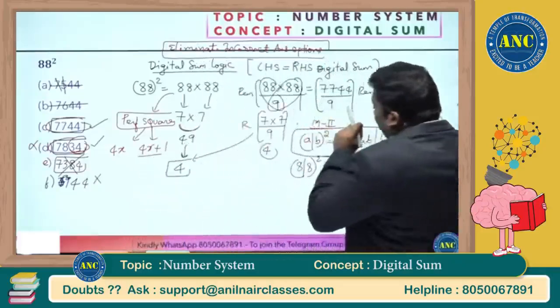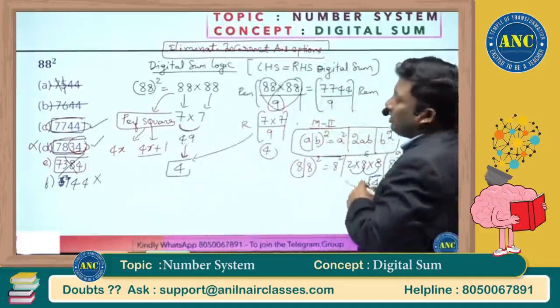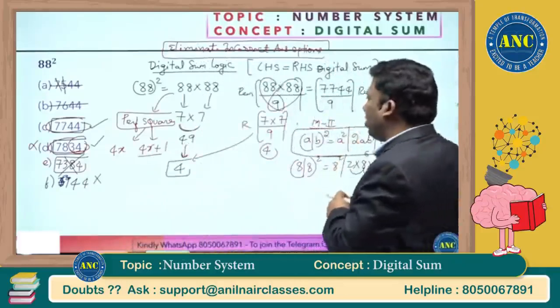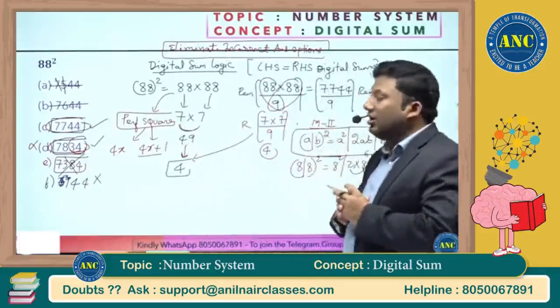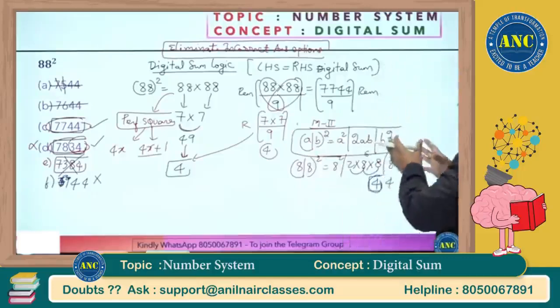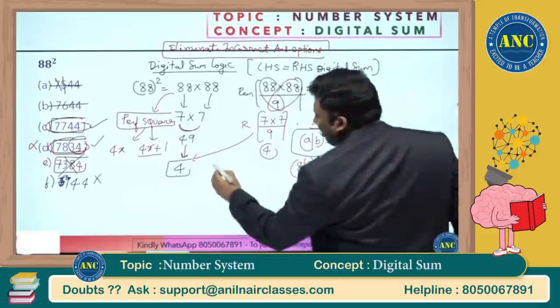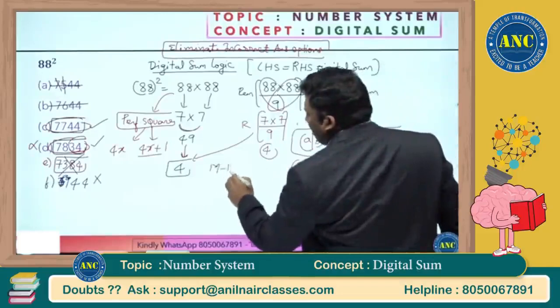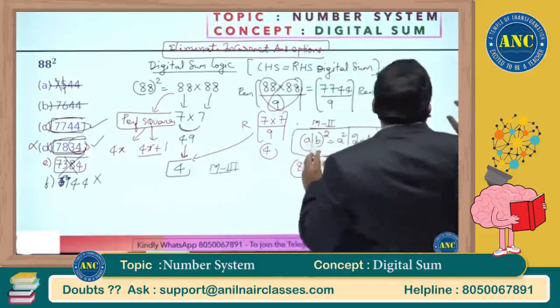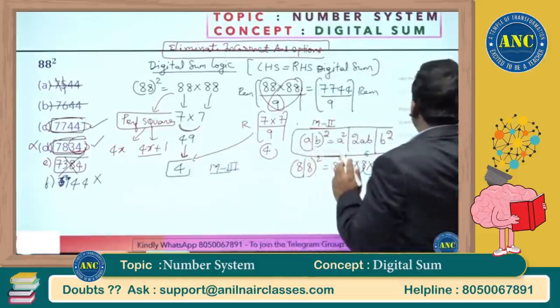If more than one answer option has the same digital sum, use the perfect square logic. Even if the perfect square is unable to eliminate the answer, use the (a plus b) whole square logic. In case you are still stuck, use the concept to find the square of a number.